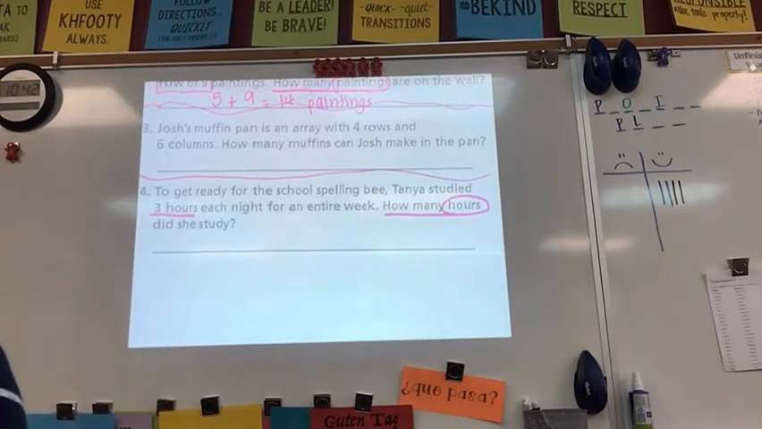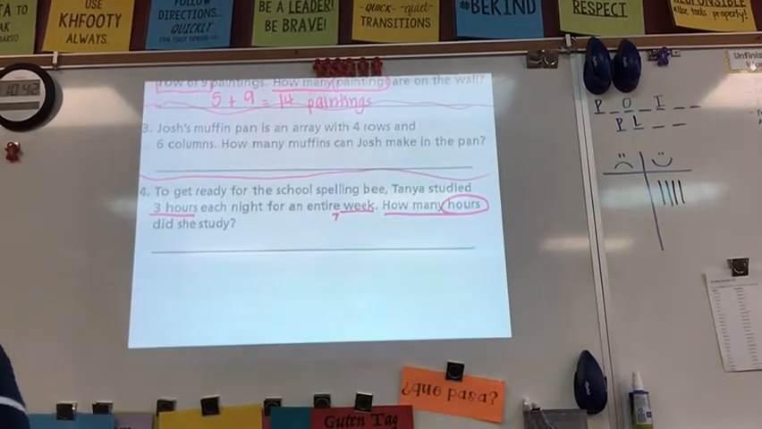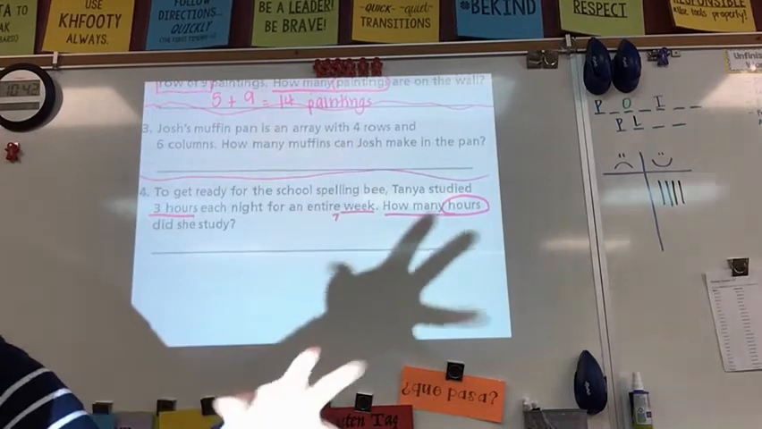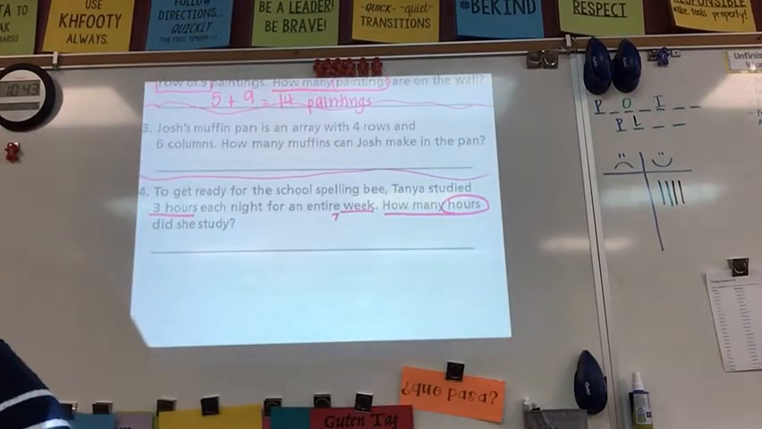How did you know 7 days? Because an entire week equals 7. Bingo. So if you want to jot that note there, a week is 7 days, which means we're going to have 7 days that were 3 hours each and every day. Think about that as you're doing your picture.